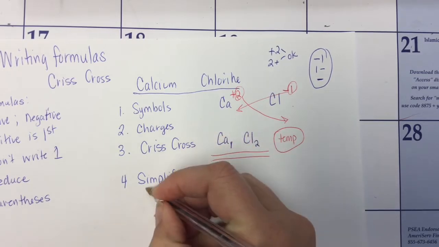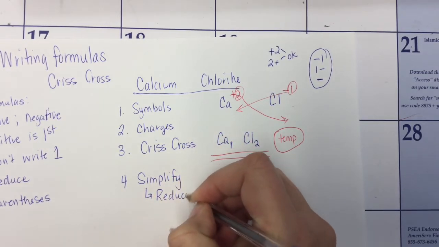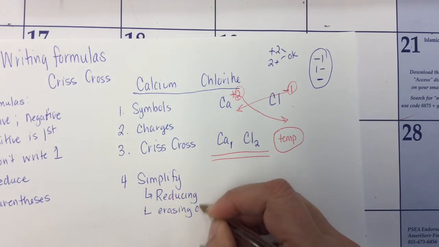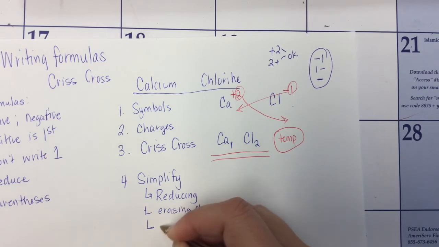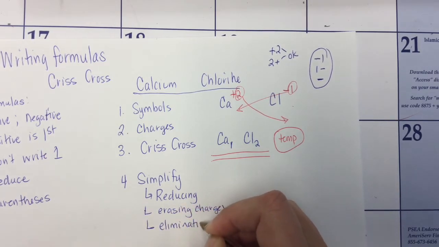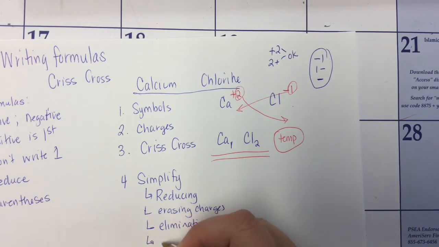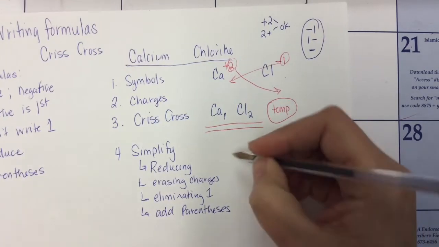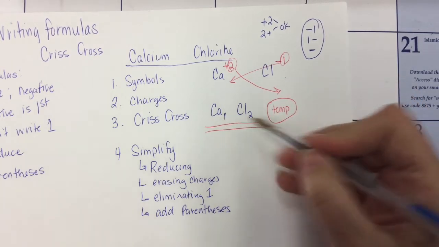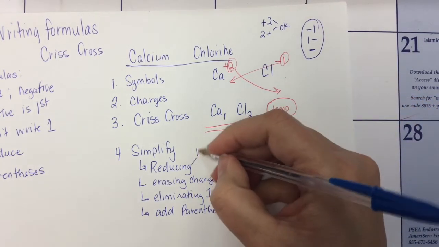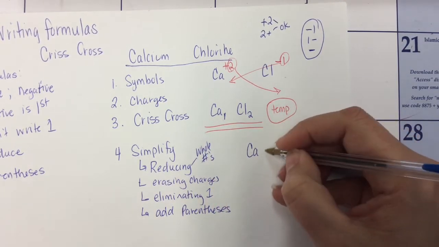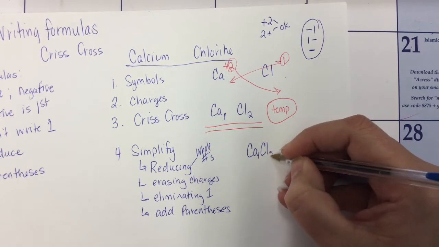All right, so if I were going to then continue on, I'm going to simplify. And simplify could be reducing my numbers, it could be erasing charges, and it could be eliminating 1. It may also be adding parentheses, and I'll show you an example like that here in a bit. So in my simplification process right now, you can see that I can't reduce this. 1 and 2 cannot be reduced, and these have to be whole numbers. So it's going to stay Ca1, Cl2.